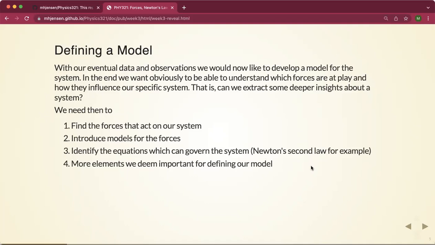You have to find the forces for the model. You have to identify the equation which governs the system. In our case, this is Newton's second law. That's the equation of motion. And then you have to find other elements which may define your model.